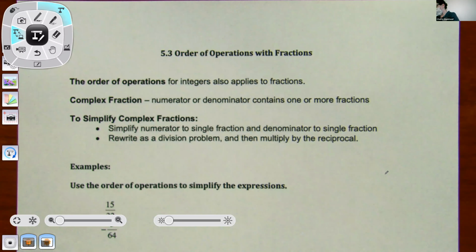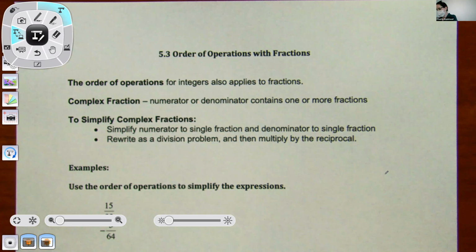All right, so today we're just going to do order of operations with fractions. Okay. All right, so yeah, just the same thing like we did with integers yesterday. It's going to be the same thing with fractions.